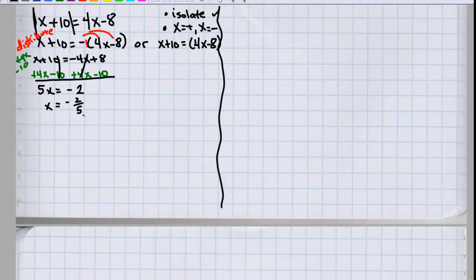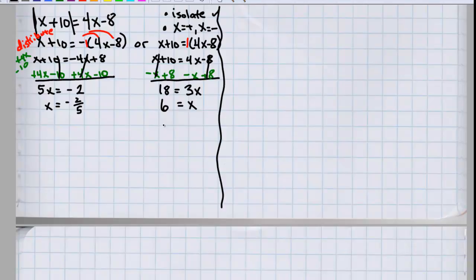Here's the first one we have to check. Let's look at the second one. x plus 10 is equal to, here I have a 1 to distribute. That just means everything's going to come out of parentheses. 4x minus 8. At this point, we're going to subtract x from both sides and add 8. So I have 3x equals 18. So x is equal to 6.